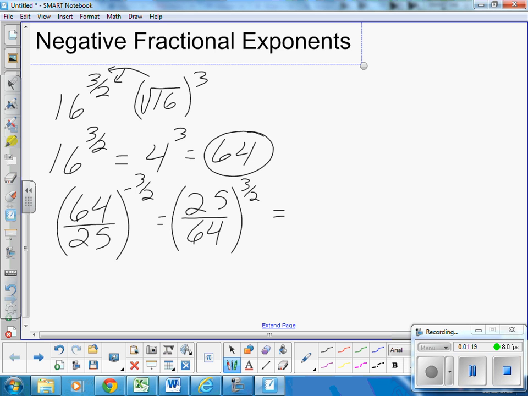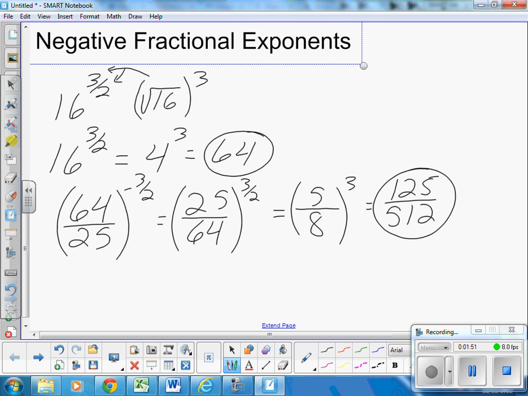I'm going to do the half part first, which is the square root part. So the square root of 25 is 5. The square root of 64 is 8. Then I still need to take that to the third power. So the third power of 5/8, that is 125 over 8 to the third power is 512. So your answer would be 125 over 512.